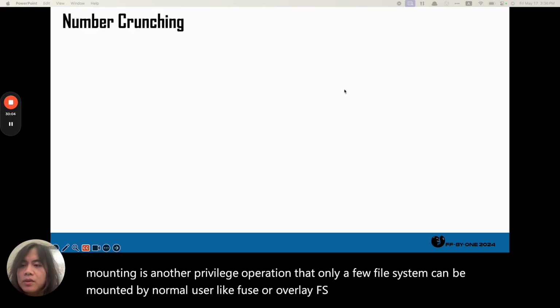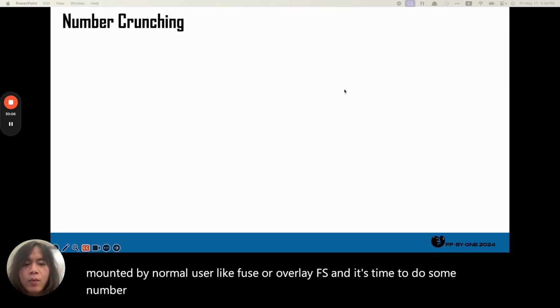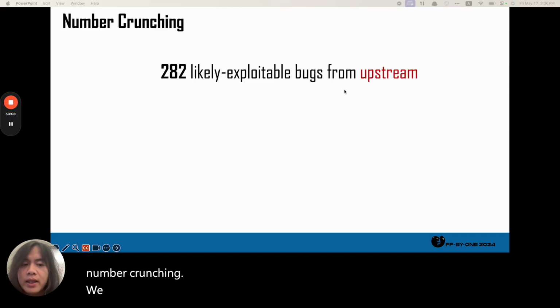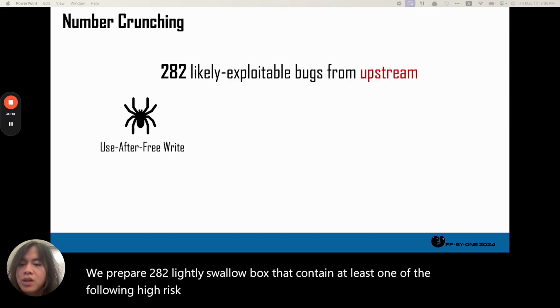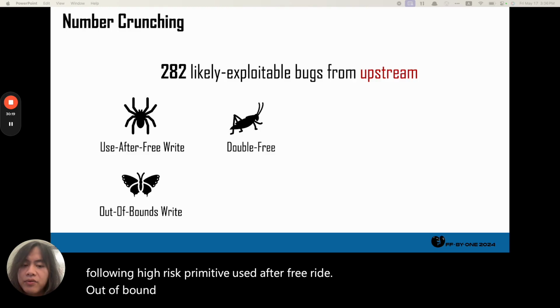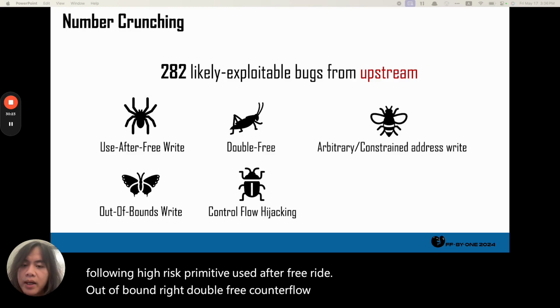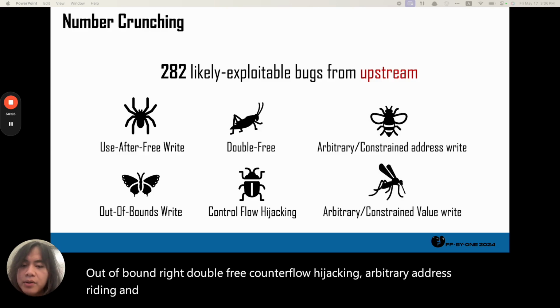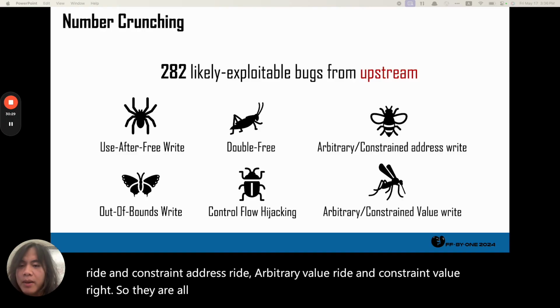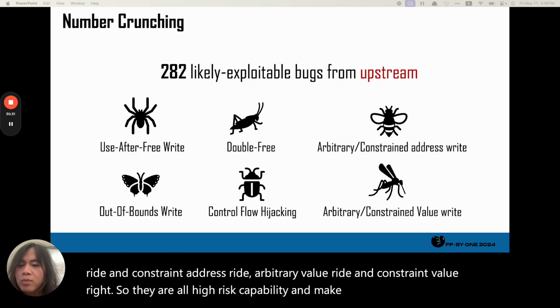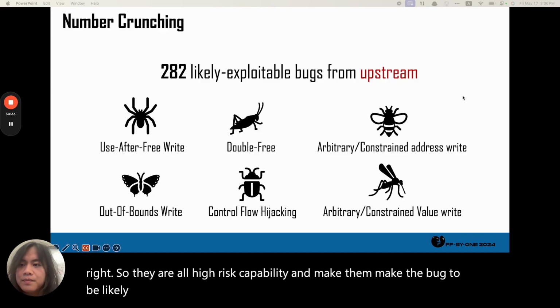And it's time to do some number crunching. We prepared 282 likely exploitable bugs that contain at least one of the following high-risk primitives: use-after-free write, out-of-bound write, double free, control flow hijacking, arbitrary address write and constrained address write, arbitrary value write and constrained value write. They are all high-risk capabilities that make the bug likely exploitable.